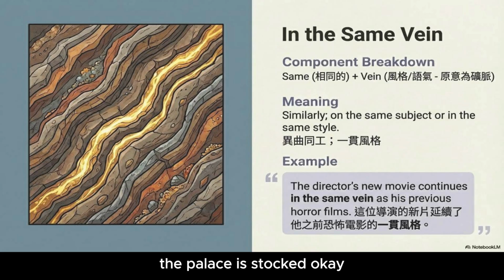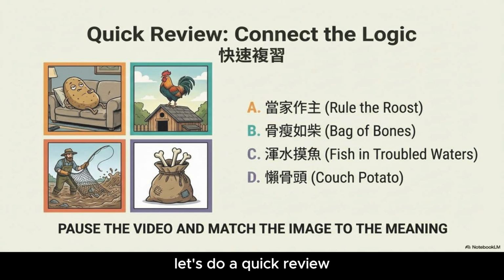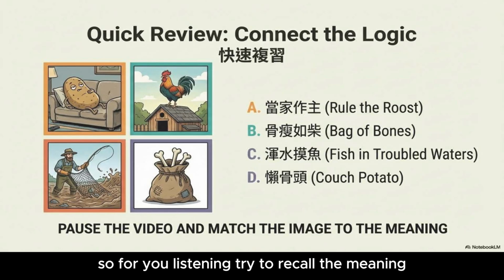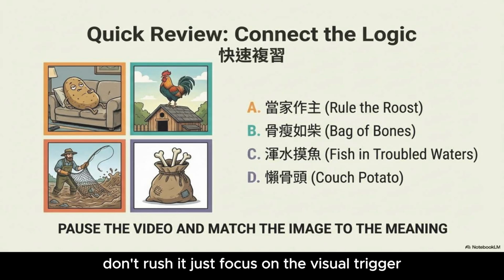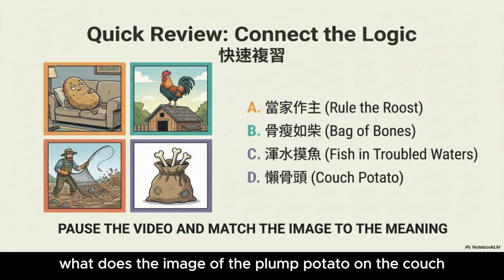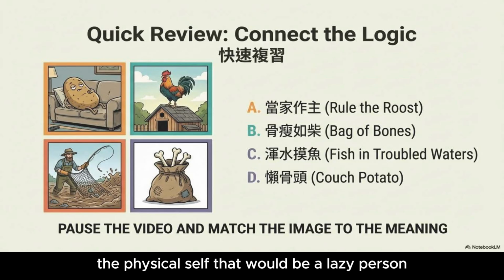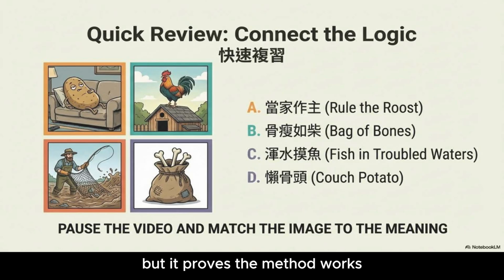The palace is stocked. Okay, now for the moment of truth. We've used visualization, ridiculousness, categorization. Let's do a quick review using the source's visual prompts. So for you listening, try to recall the meaning based on the image we described. Don't rush it, just focus on the visual trigger. We'll challenge you with 4 key images. First, what does the image of the plump potato on the couch with a remote stand for? Remember, room 1, the physical self. That would be a lazy person, the couch potato. It's the easy one, but it proves the method works.